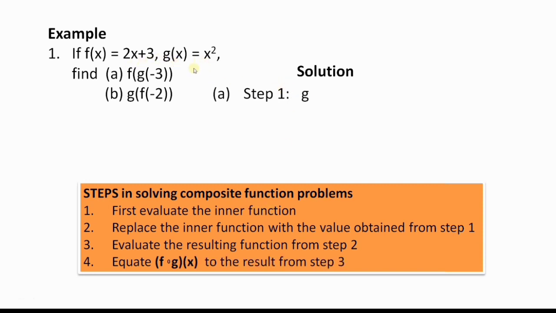So the inner function here is g of minus 3. So we will evaluate this. G of minus 3 will equal minus 3 squared, because the g function is x squared. Minus 3 squared is minus 3 times minus 3, which will give us 9. So after evaluating the inner function, we obtain 9. What does step 2 say? Replace the inner function with the value obtained from step 1. Our value obtained from step 1 is 9.